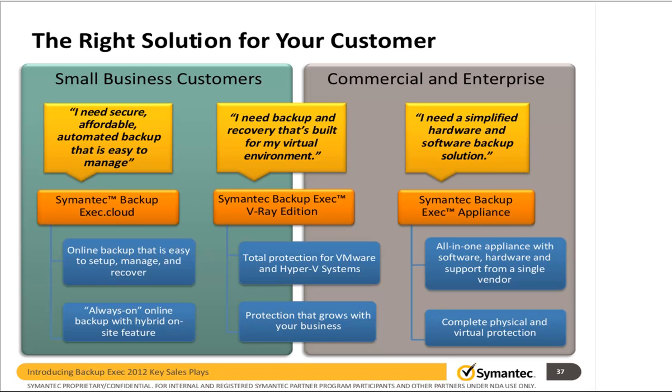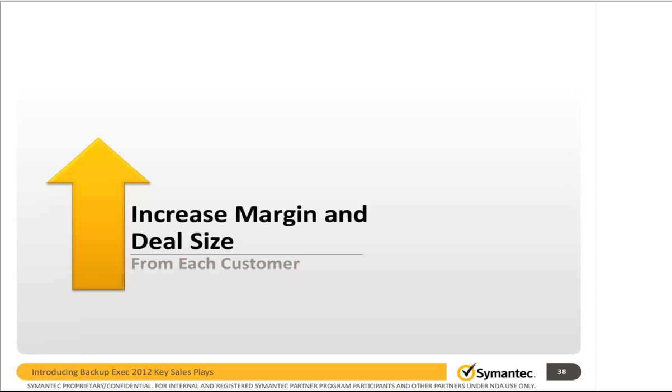It's always online backup, and it does now have a hybrid on-site feature. But if they're looking to back up to the cloud and they're typically a small business customer, that is an option for you. If they come to you and say, I need backup and recovery specifically for my virtual environment, you want to start your conversation around the V-Ray edition. The V-Ray edition is priced for virtual environments, and it's bundled together. So it includes Backup Exec, the agent for VMware and Hyper-V, deduplication, and protection for database and applications. So that's a great product to offer. And then if your customers are looking for an all-in-one hardware and software solution, pretty easy, you would start your conversation around the Backup Exec appliance.